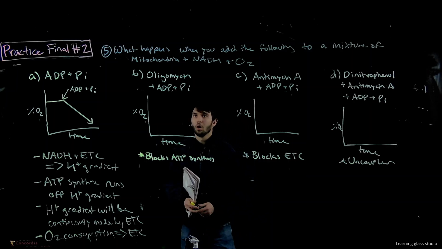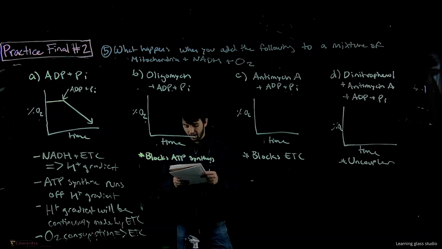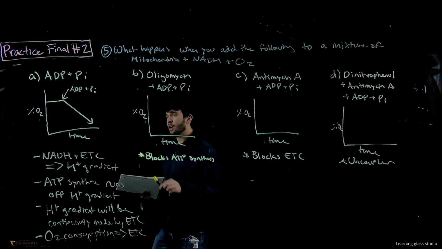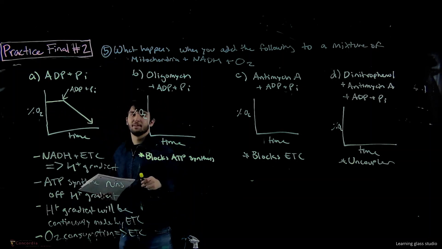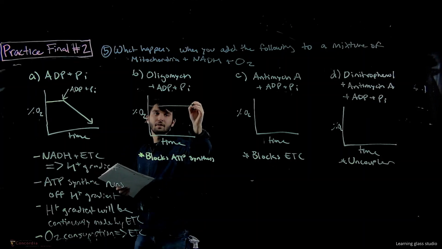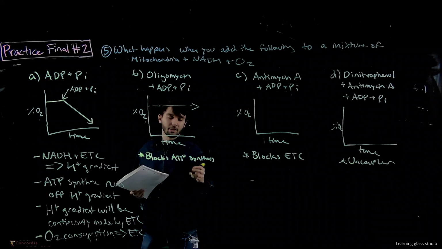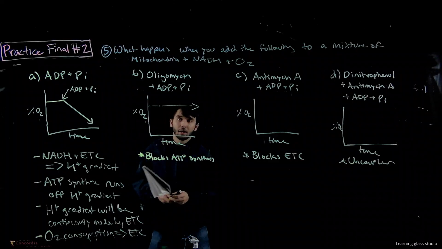Next up, oligomycin with the same thing. So oligomycin is going to block ATP synthesis. So essentially, we know this is what happens without ATP synthesis. This is what happens with ATP synthesis. So it makes sense that nothing will happen here. Oh my goodness, bad marker.